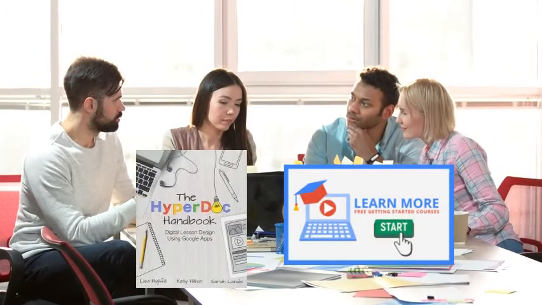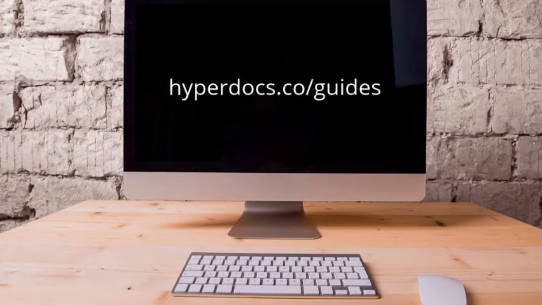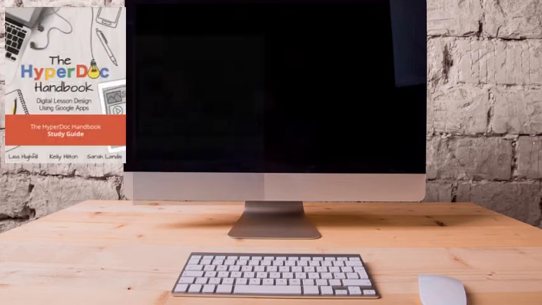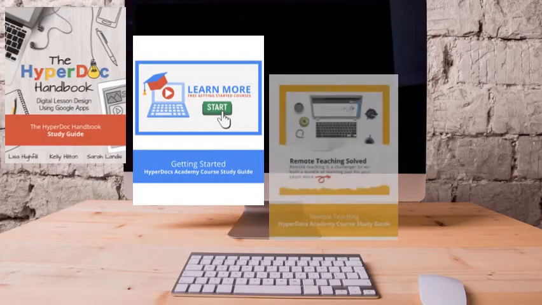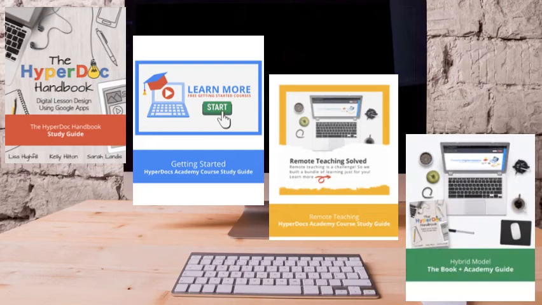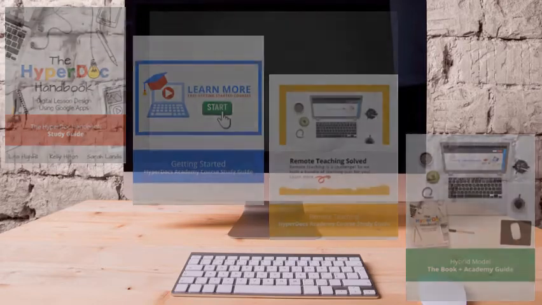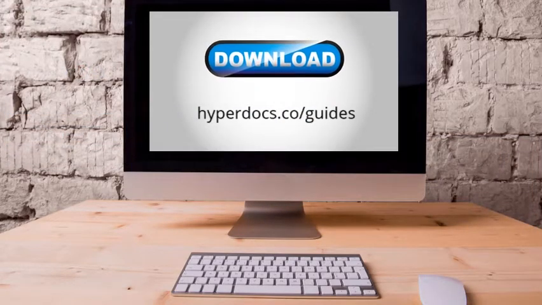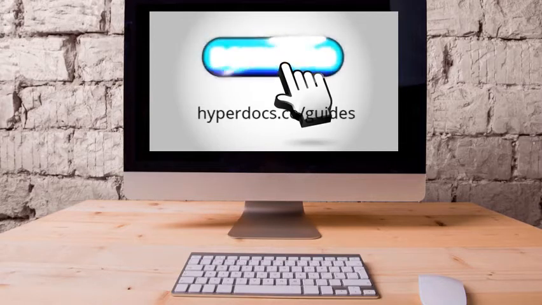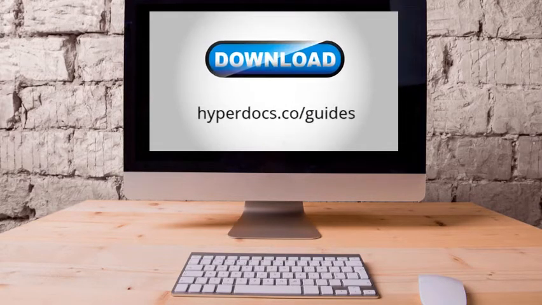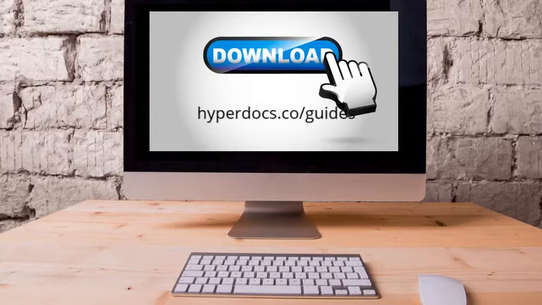In order to get the most out of the 3 pathways, we have developed a few study guides for you. Here's what you can do. Choose the study guide that works for you. You can work alone at your own pace or gather a group of colleagues to use the study guides and lead your own professional development. Download 1 or all 4 study guides at hyperdocs.co/guides. Let these study guides lead the learning.